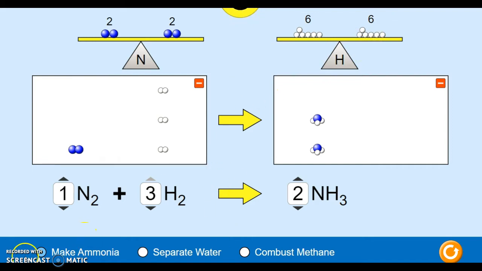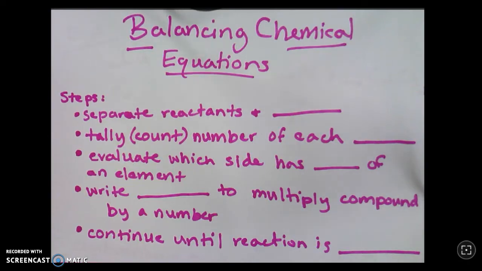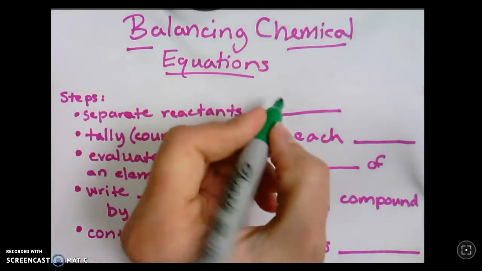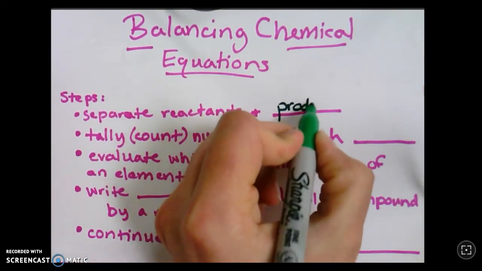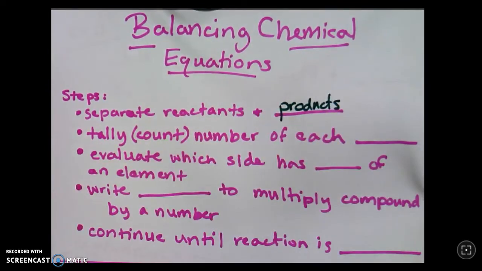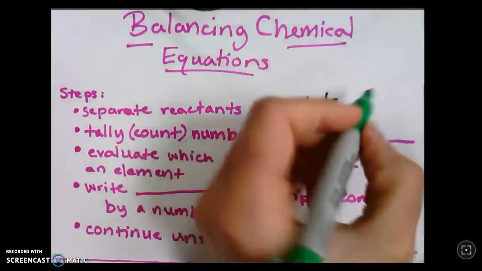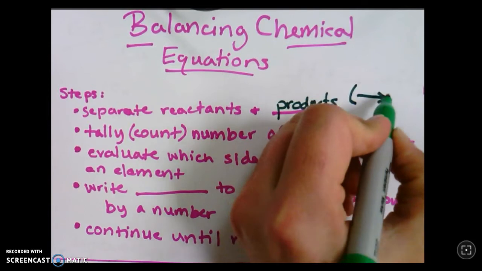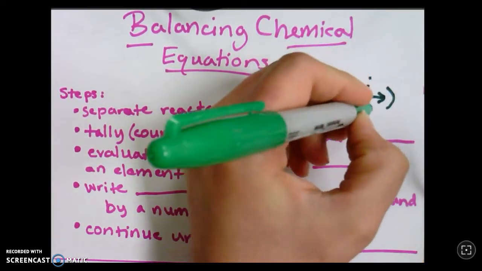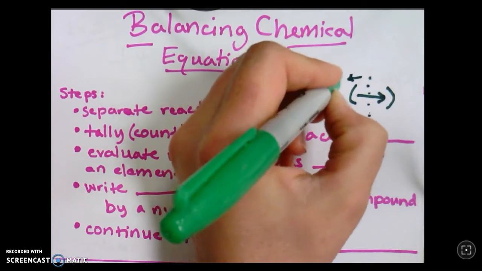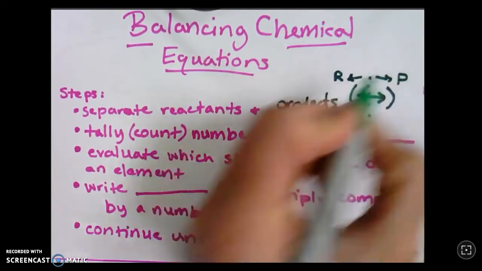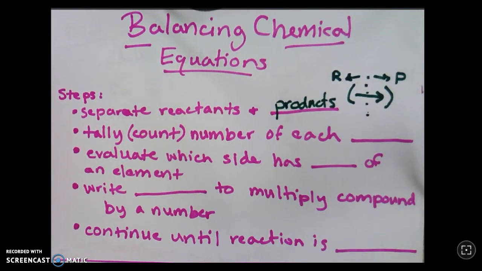Okay. Now I'm going to teach you how to actually follow some steps and solve them on paper. So here are the steps I'd like for us to follow for balancing chemical equations. So first you need to be able to separate out your reactants from your products. I'm going to fill that in with products. That means you're cutting your reaction in half at the reaction arrow. So I'll put an arrow here to remind you that that's where we do the separation. Reactants are to the left, products are to the right. Okay, so that's what my R and P are representing.